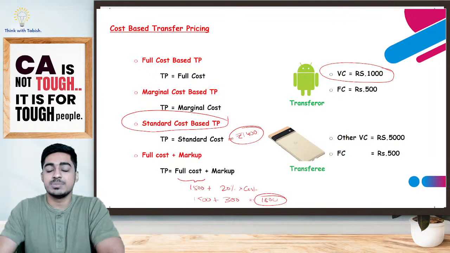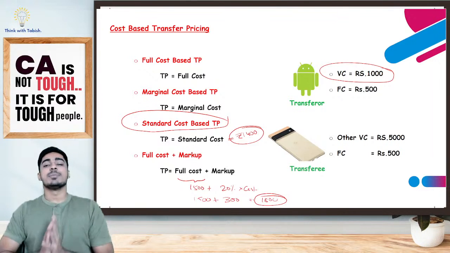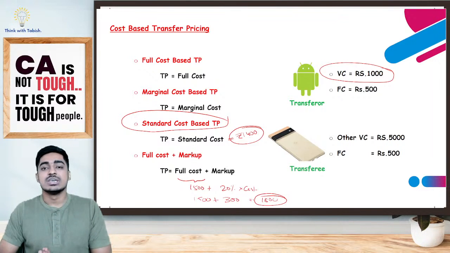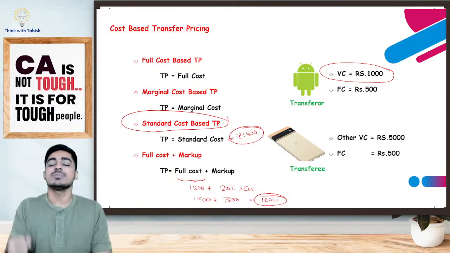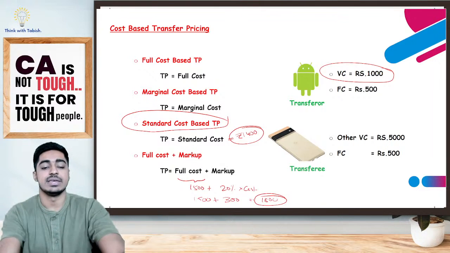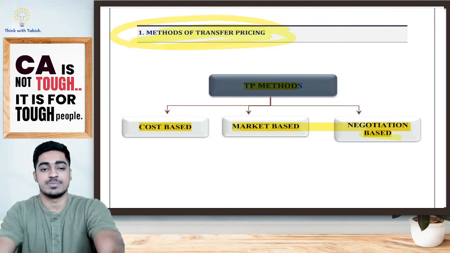It is cost based transfer pricing. Very simple. Full cost, we transfer at full cost. Marginal cost, we transfer at marginal cost. Standard cost, we transfer at the standard cost. That is the cost which is generally incurred. And full cost plus markup, we charge full cost plus an additional markup. Clear? This is cost based transfer pricing.